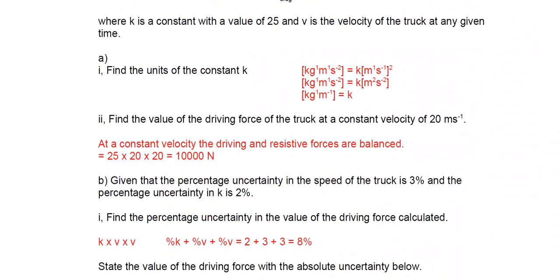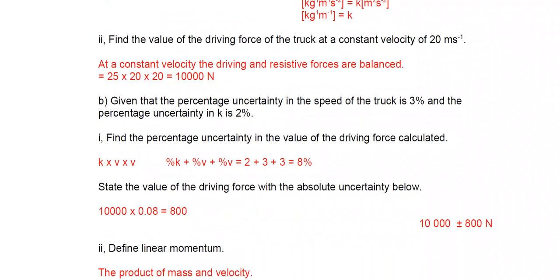Firstly, find the units of k. Well, we know force is kilograms meters seconds to the minus 2, and velocity is meters per second. It's velocity squared, so we're going to get meters squared seconds to the minus 2. On the left-hand side, we only have kilograms, and there's no kilograms on the right-hand side, so that stays. And then we've got meters to the 1 and meters to the 2. Bringing the meters to the 2 over to the other side is going to give us meters to the minus 1. And we've got seconds to the minus 2 on both sides, so they just cancel, leaving us with k having units of kilograms to the 1, meters to the minus 1.